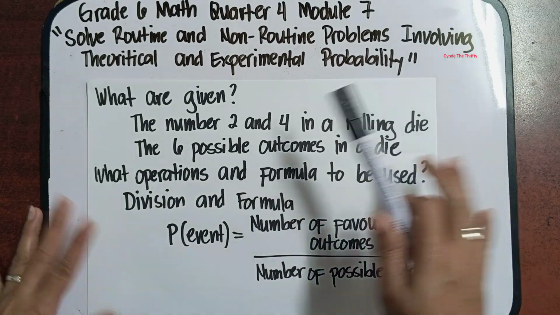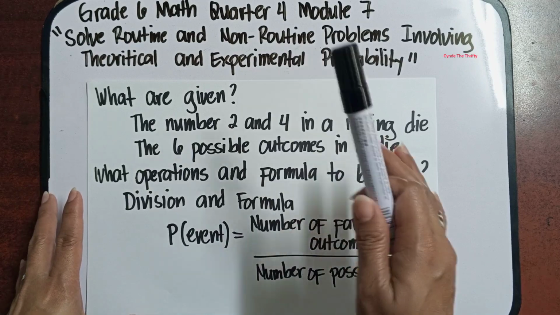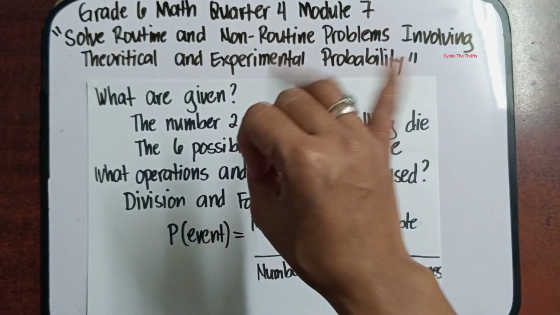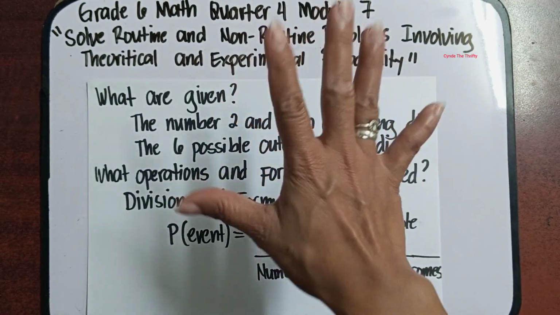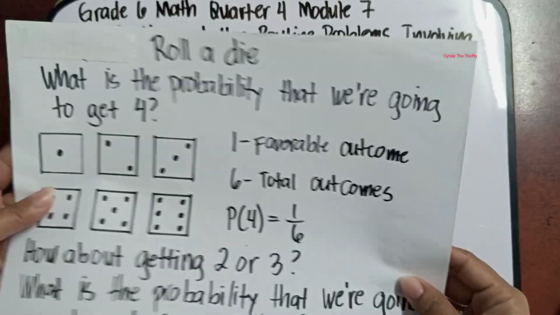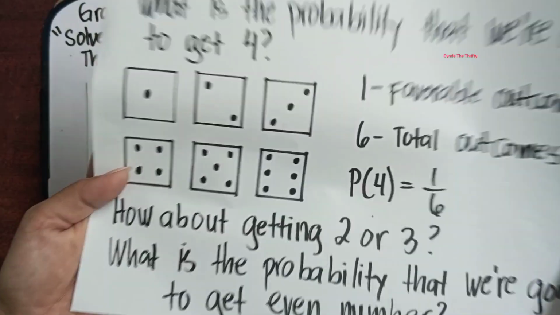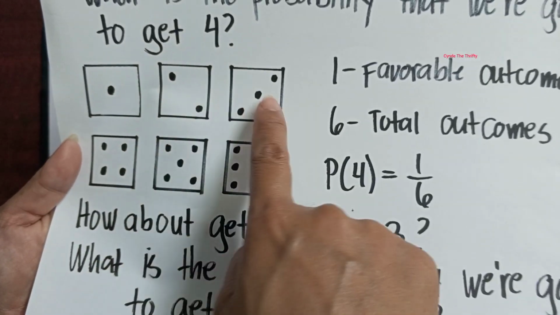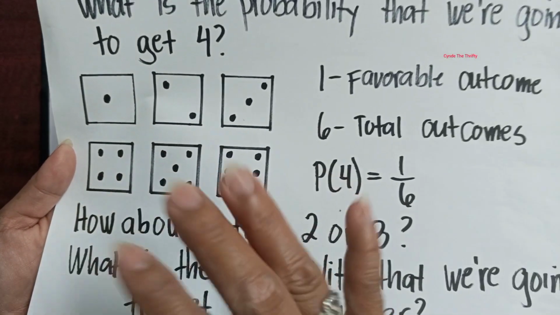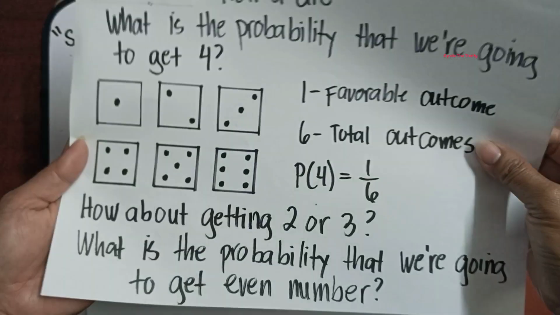Bakit 6? Kasi 6 na face, 6 na mukha ang die. So, meron siyang number 1, 2, 3, 4, 5, 6. Or ipapakita ko sa inyo kung ano yung die. So, for example, ito yung die natin. Merong nakalagay na 1, 2, 3, 4, 5, 6. Ibig sabihin, 6 ang kanyang mukha.